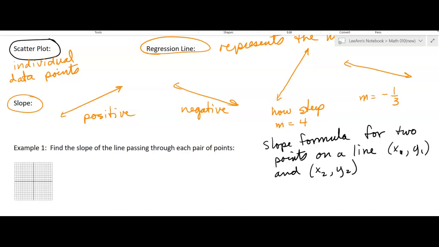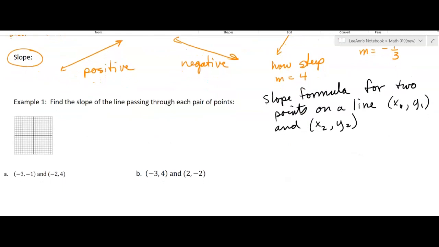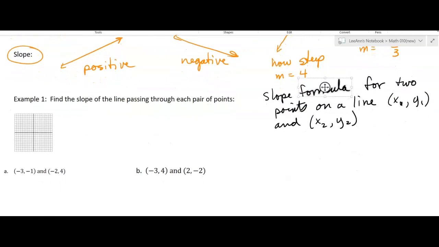Okay, so let me talk a little bit about that. 2 points make a line. If you have any 2 points on a graph, you can draw a line between them. And we're labeling the points. This is like point 1, and this is like point 2. Each point has an x and y value, an ordered pair. These little numbers down here are called subscripts.